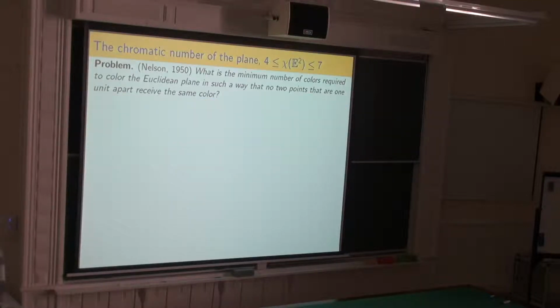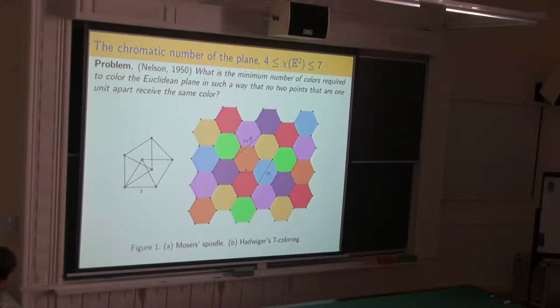Now the starting point of our journey is a very famous problem, probably one of the most famous open problems in our field, the chromatic number of the plane question, raised by Nelson apparently, somewhere in the 1950s. It asks for the number of colors required to color the plane so that no 2 points unit distance apart have the same color. And the stuff we know is very limited if we are to speak in strict terms.